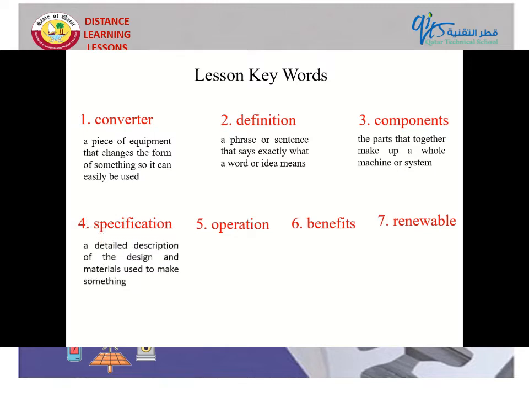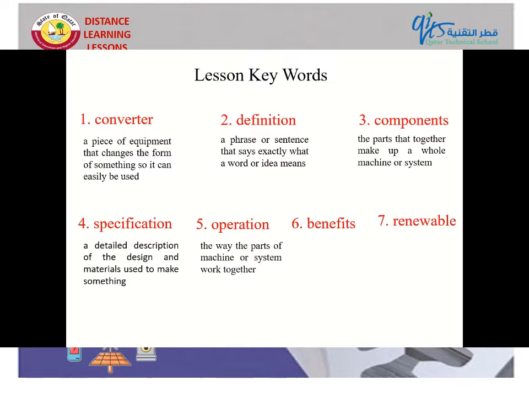Number four, specification. Specification is a detailed description of the design and materials used to make something. For example, the specification of an iPhone includes the dimension and the storage capacity and everything that it entails. Number 5, operation. Operation is the way the parts of a machine or a system work together.